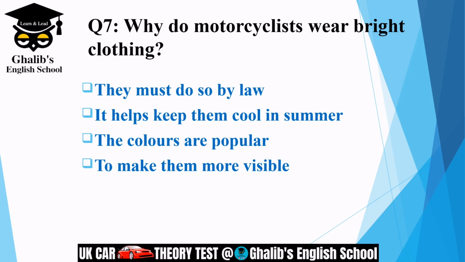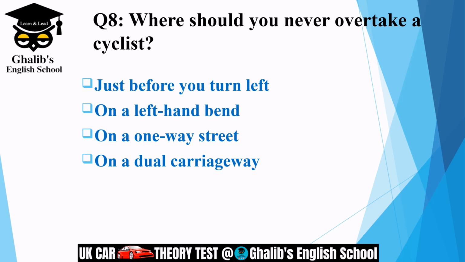Question 7. Why do motorcyclists wear bright clothing? They must do so by law. It helps keep them cool in summer. The colors are popular. To make them more visible. So they use bright clothing to make them more visible. Question 8. Where should you never overtake a cyclist? Just before you turn left, on a left-hand bend, on a one-way street, on a dual carriageway. So if you are turning left, just before you turn left, do not overtake the cyclist or any other vehicle.